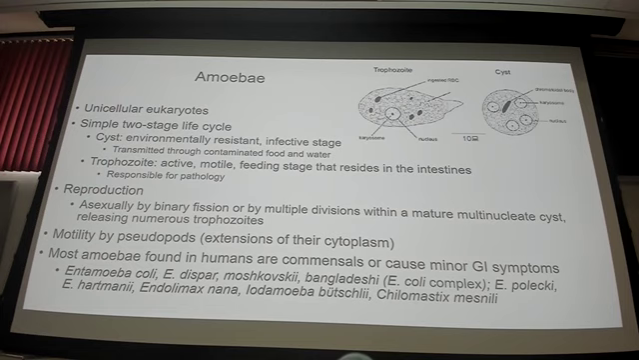With reproduction, usually this is asexual by binary fission. That's all we're going to talk about with the amoeba today. So they just divide their nuclei, expand their cytoplasm, cytokinesis occurs, and they branch off into separate cells.